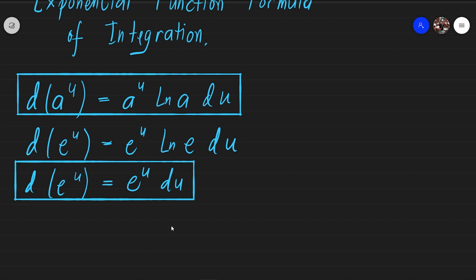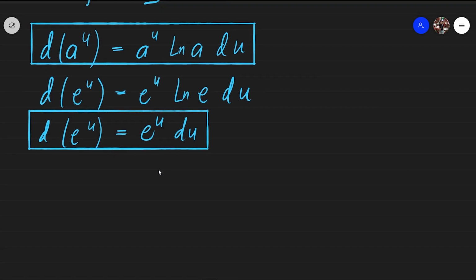Now, applying the principle of integration, integration is just the inverse operation of differentiation. So out of these formulas, we can actually derive the exponential function formula for integration. First, this one.